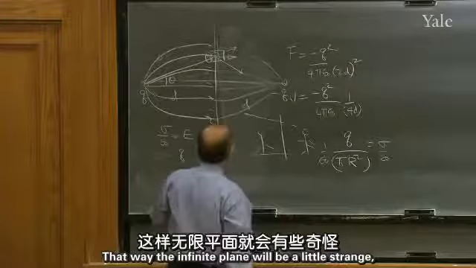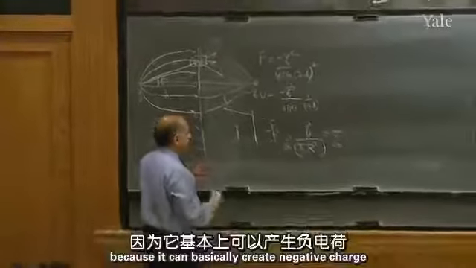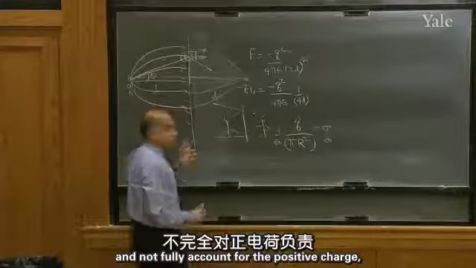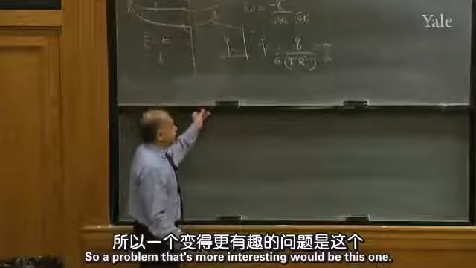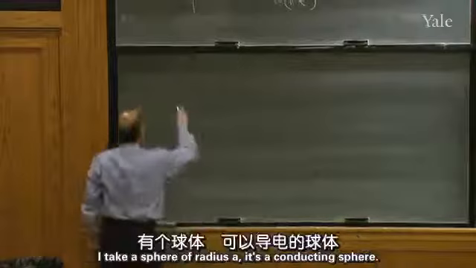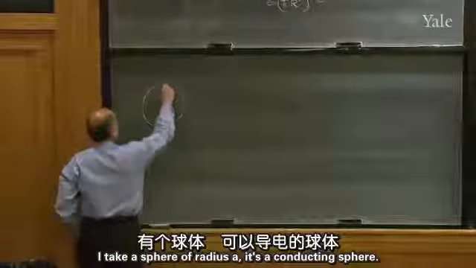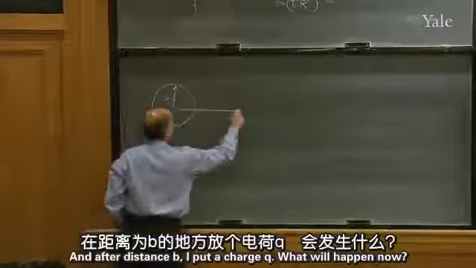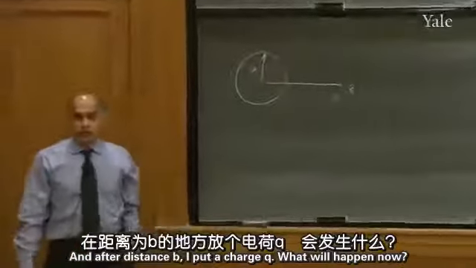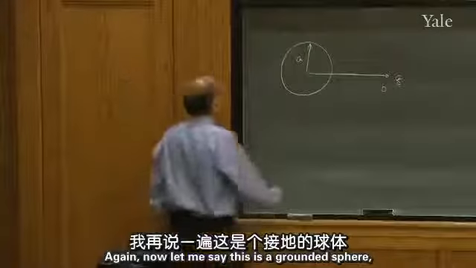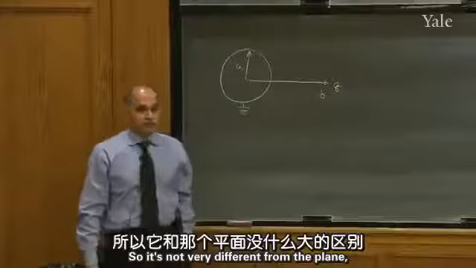That's why the infinite plane is a little strange, because you don't see the richness of the phenomenon in the infinite plane, because it can basically create negative charge and not fully account for the positive charge, because it's smeared over a huge distance. So a problem that's more interesting would be this one. I take a sphere of radius a. It's a conducting sphere. And at a distance b, I put a charge q. What will happen now? Again, let me say this is a grounded sphere, meaning it's connected to the Earth. It's maintained at 0 potential.